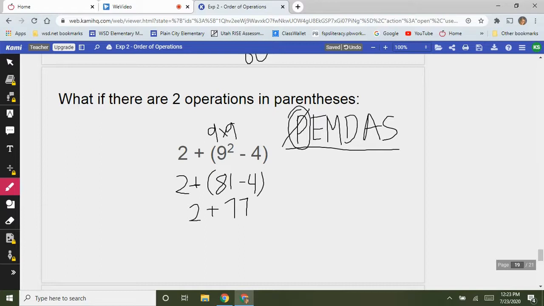Are there any exponents? No. Are there any multiply and divide? No. Is there add and subtract? Yep, there's addition. 2 plus 77 is 79.